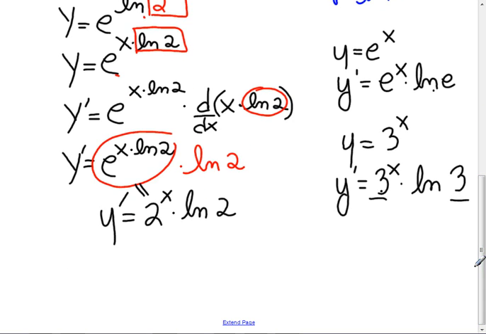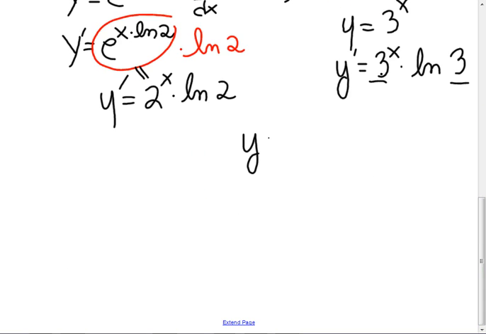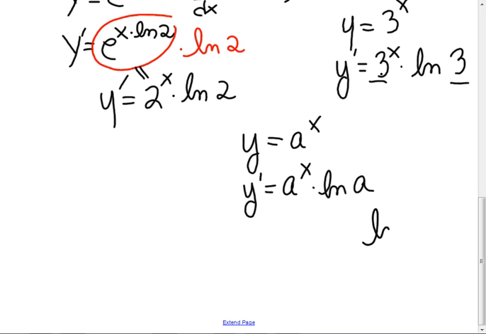So what is it in general? What if it's a to the x? What's y prime? A to the x times the natural log of a. So if it's e, it's times the natural log of e. If you want to be consistent and put log of e in there, you may. But we know that the natural log of e is 1. What's the natural log of 1? Anybody remember that one? 0.